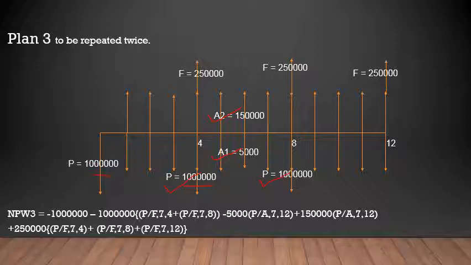Then this 2.5 lakhs first cycle salvage value at the end of year 4, use the factor P by F comma 7 comma 4. Next salvage value, convert that into P using the factor P by F comma 7 comma 8. The last salvage value, convert that into P using the factor P by F comma 7 comma 12. So that is also done.